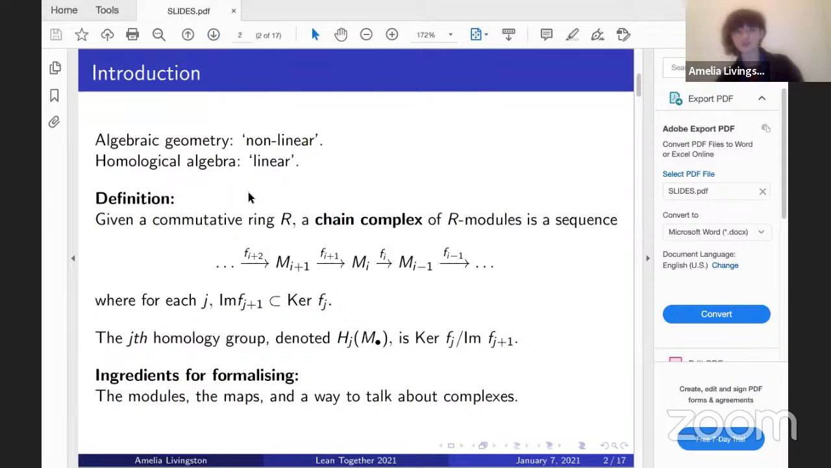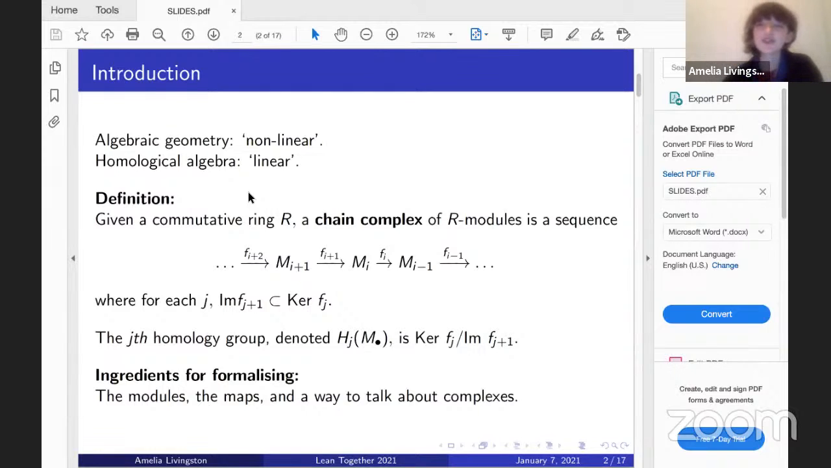So for my master's thesis, I am formalizing in Lean some maths I learned over the summer. And it's in the area of early uses of homological algebra in algebraic geometry. So as they say, algebraic geometry is about zero loci of sets of polynomials. And in general, these polynomials are not going to be of degree 1. And so in that sense, you could call algebraic geometry non-linear.